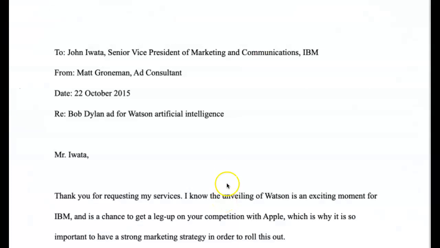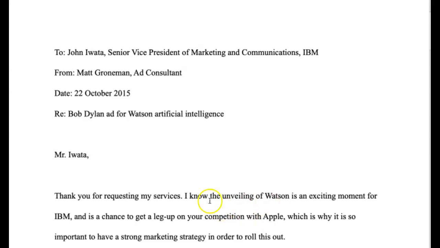This is the second sample essay that's up there. It is for an ad for IBM Computers' Watson Artificial Intelligence Program. As you can see, it's got a very similar heading. Instead of "To Whom It May Concern," it has Mr. Iwata. Mr. Iwata is the Vice President of Marketing and Communications. So I just looked up a little more information about the company.